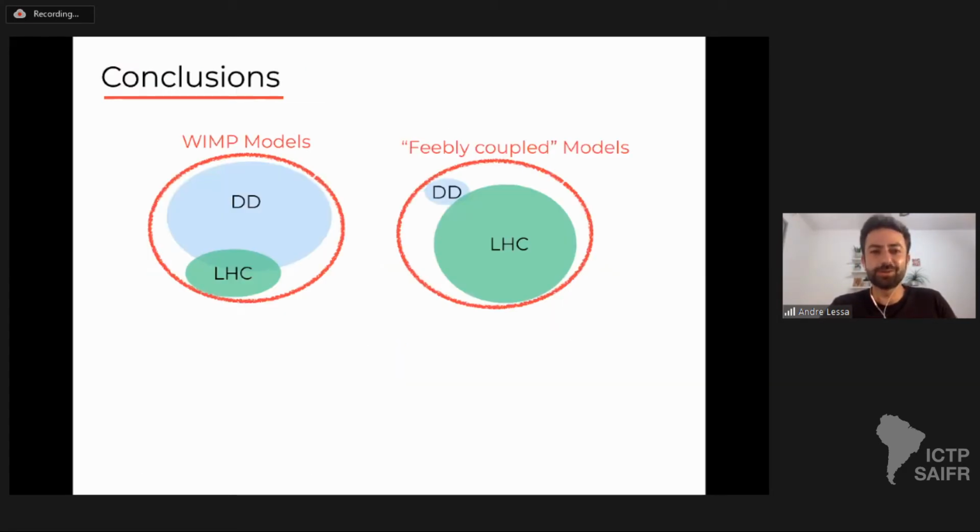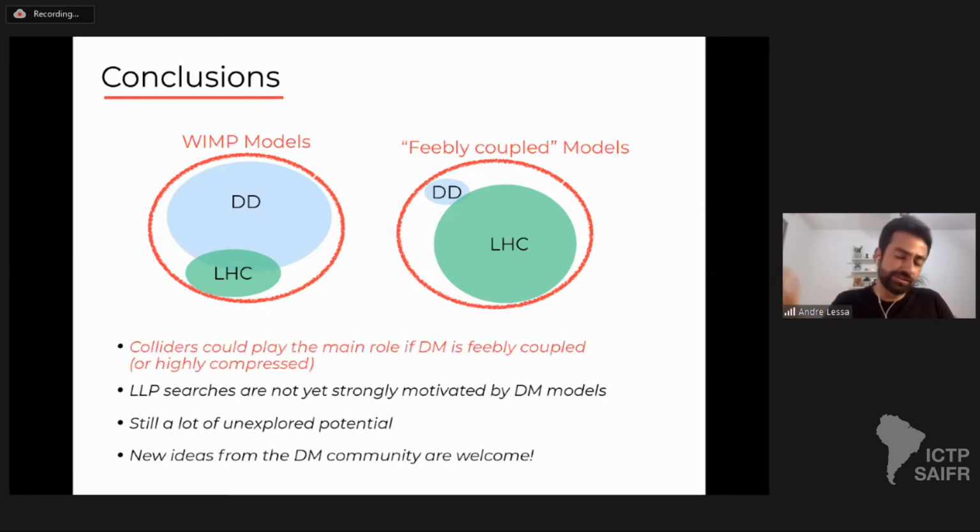So just to give my conclusions, from what I tried to argue here, for WIMP models, the LHC is relevant in some corners, but it's not the main player. In these feebly coupled models, which don't necessarily have to be FIMPs, like this other example, where we have small couplings, but not too small, the LHC could indeed be the main player for searching for dark matter. And there are other scenarios that I have not discussed, like modified cosmology or early history, and highly compressed scenarios, and so on.